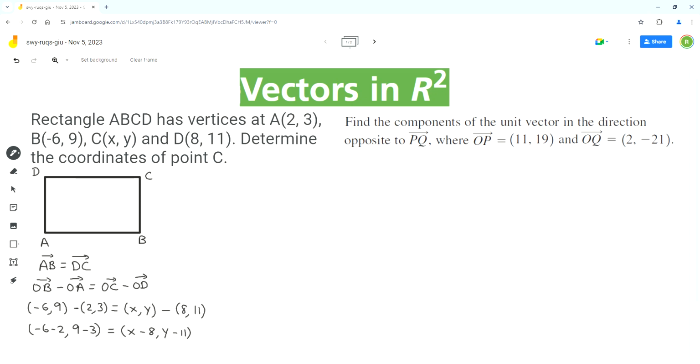Now on the left side, we get... now these two vectors are equal to each other if their x components and y components are equal to each other. So we can write an equation for the x components and one for y components, and that will help us find the value of x and y. So our first equation is... so we can solve for x by adding 8 to both sides.